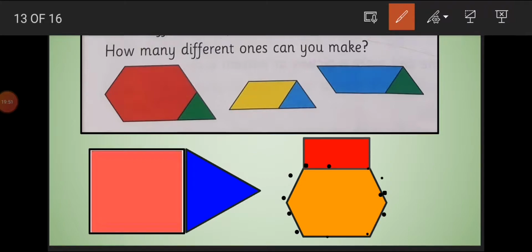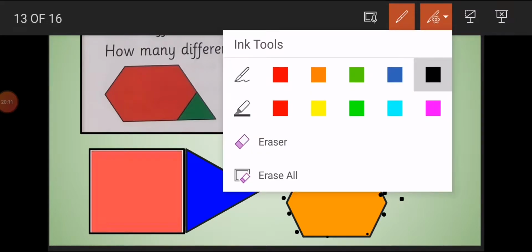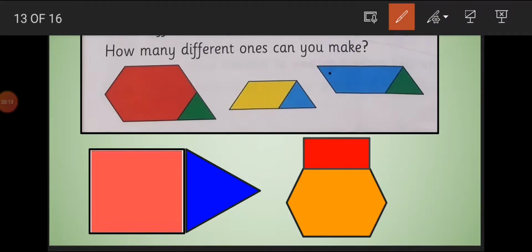Now look at the upper one. This one. 1, 2, 3, 4 sides. 2 opposite sides. These 2 are of the same length. These two opposite or parallel sides are of the same length. So it's a rectangle. So I made a pattern with the help of a hexagon and a rectangle. I have joined these two shapes and made a different shape here.